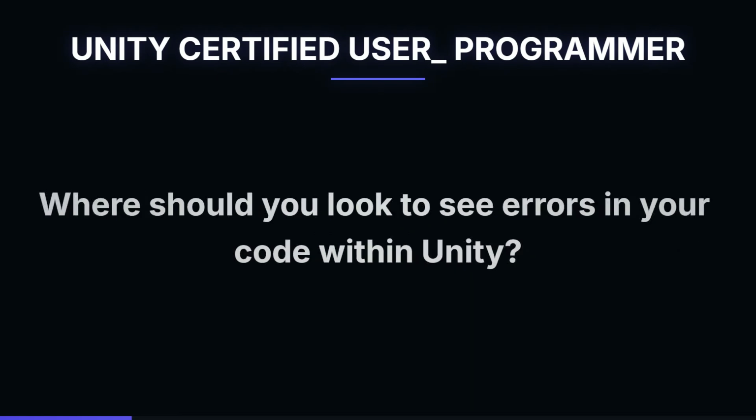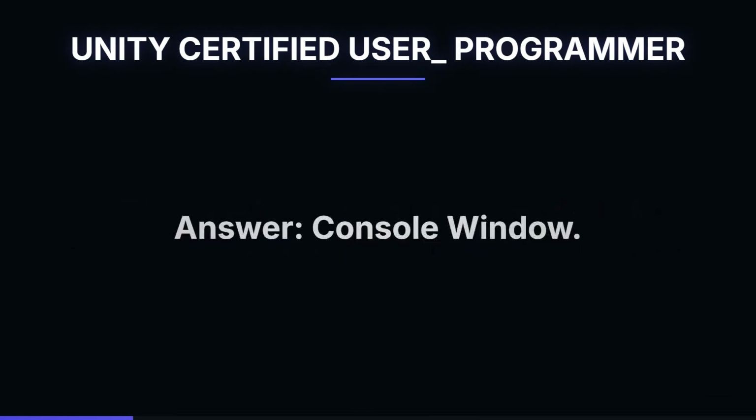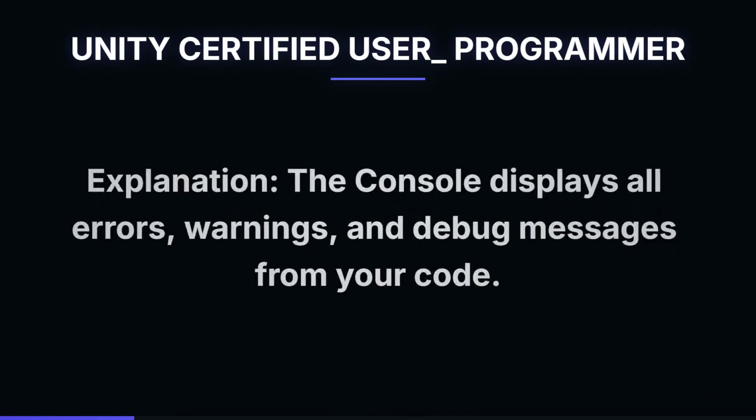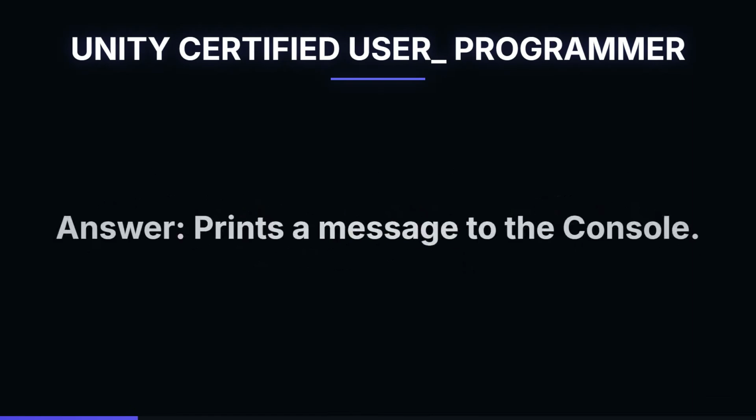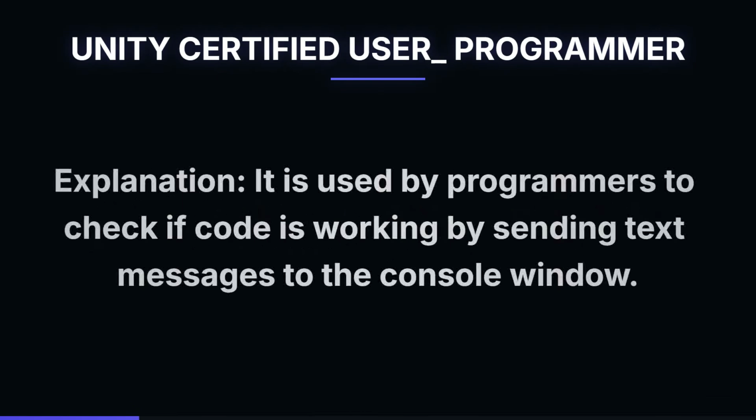14. Where should you look to see errors in your code within Unity? Answer: console window. Explanation: the console displays all errors, warnings, and debug messages from your code. 15. Debug.Log. Answer: prints a message to the console. Explanation: it is used by programmers to check if code is working by sending text messages to the console window.